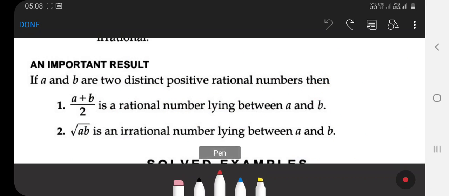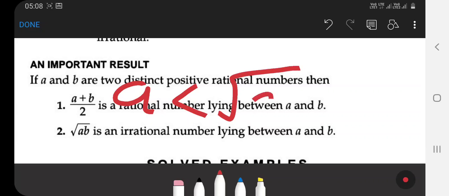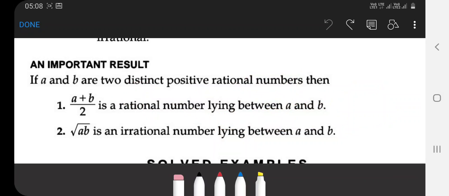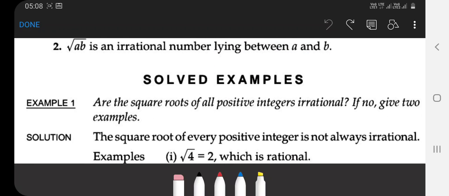So we can say that A is less than root over AB is less than B. So root over AB is an irrational number. These are some examples.